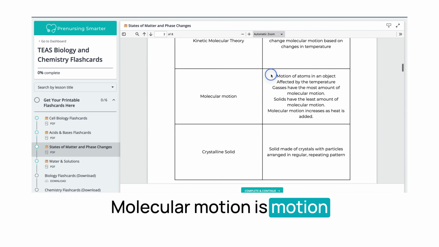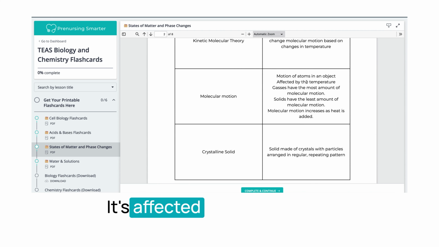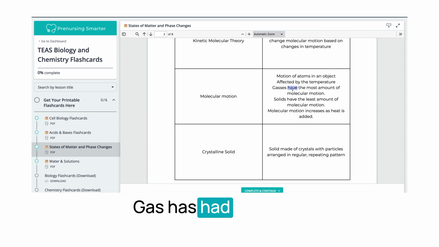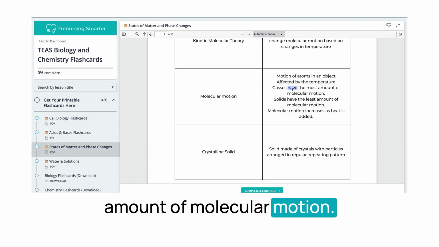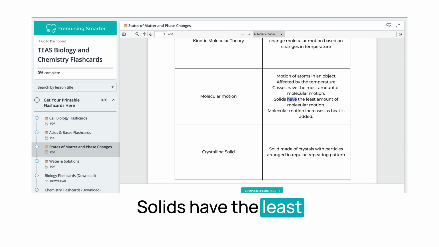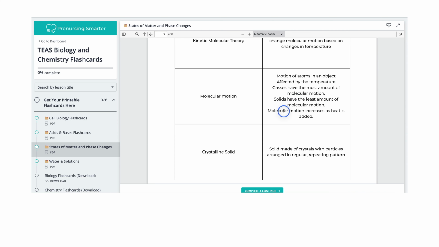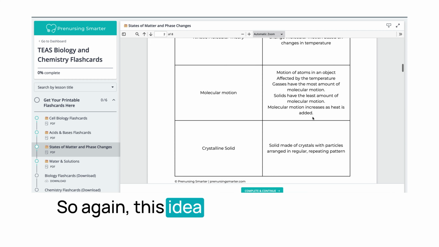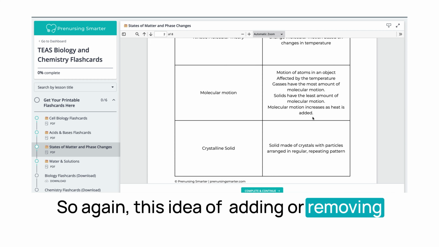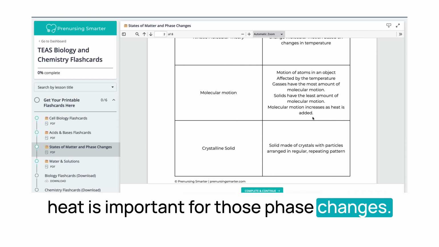Molecular motion is motion of atoms in an object. It's affected by temperature. Gases have the most amount of molecular motion. Solids have the least amount of molecular motion. And molecular motion increases as heat is added. So this idea of adding or removing heat is important for those phase changes.